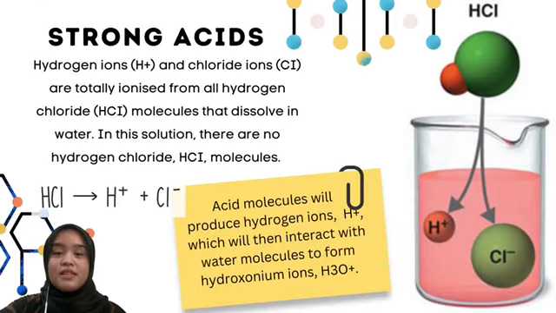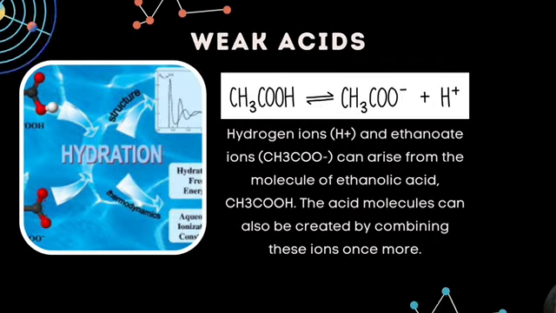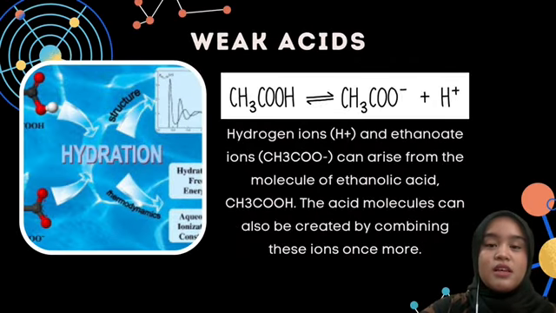In detail, for strong acids, these hydrogen ions and chloride ions are totally ionized from all hydrogen chloride molecules that are dissolved in water. Thus, there are no hydrogen chloride molecules. Acid molecules will produce hydrogen ions, which will then interact with water molecules to form hydroxonium ions. Likewise, for weak acids, hydrogen ions and ethanoate ions can arise from the molecule of ethanoic acid, and can also be created by combining these ions once more.